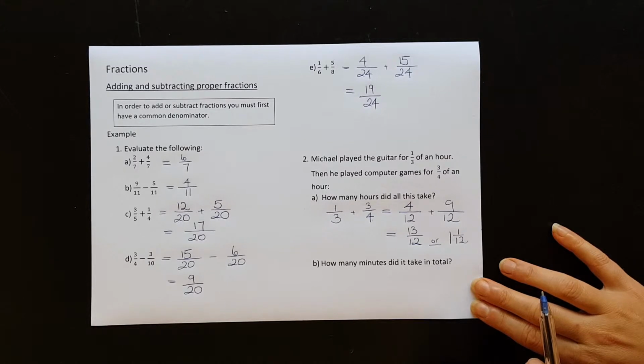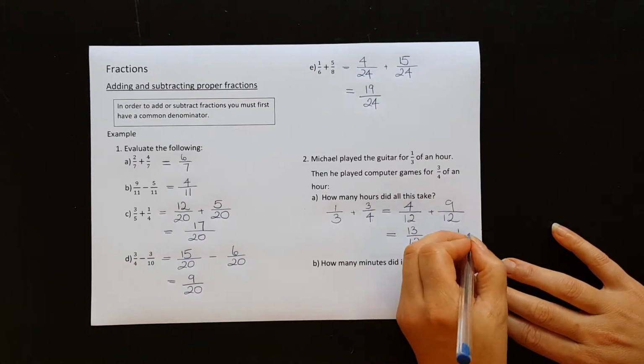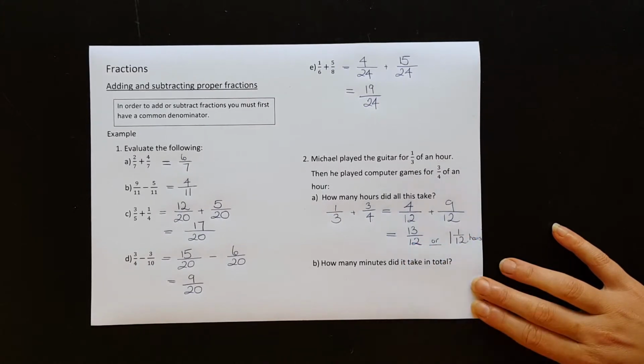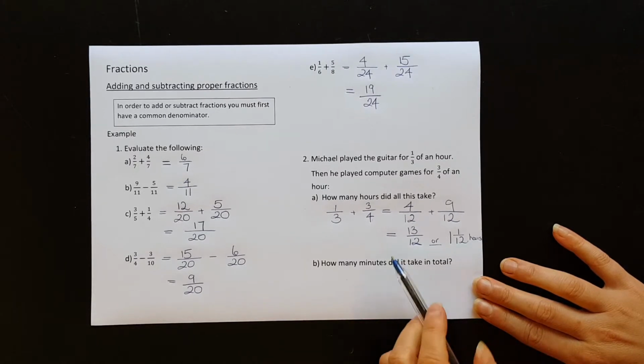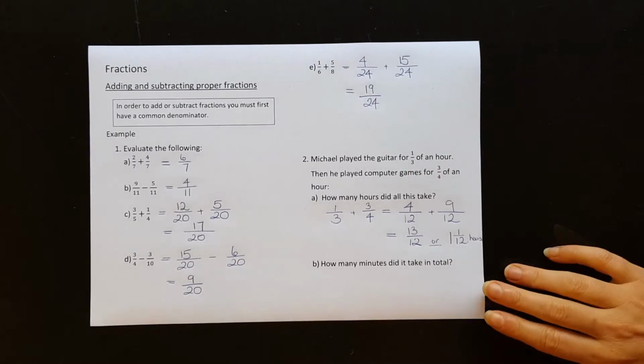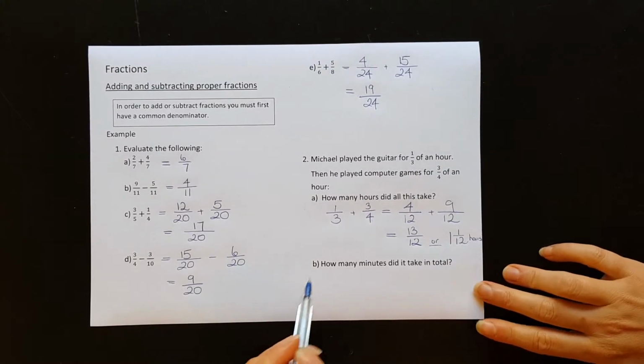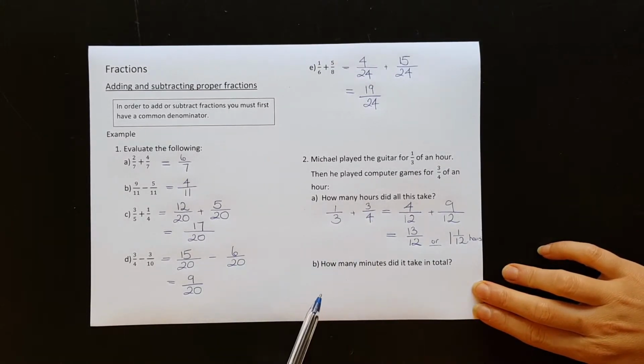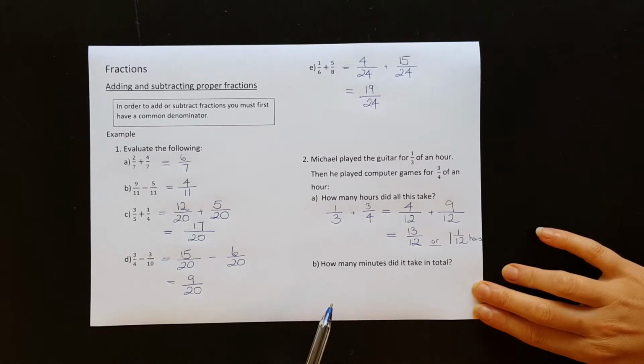Okay, and for B it says how many minutes did it take? So remember that this is in hours up here. The question wants us to work out how many minutes he took with his guitar and his computer games. So we know it was 13/12 of an hour. In a few lessons' time, we're going to learn how to multiply fractions, which will mean that we can do this question a different way.